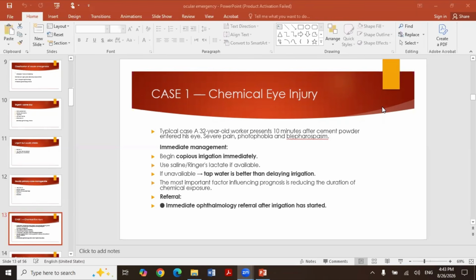If there is a history of any alkali chemical eye injury, the emergency doctor should start the treatment, and the treatment is always copious irrigation immediately. Mostly we use 1 liter of normal saline or Ringer's lactate. Or if there is no Ringer's lactate or saline, you can use tap water, which is better than delaying irrigation. There is one study that says if the emergency doctor starts the irrigation as soon as possible, the complications of the eye will decrease by about 75%. So the most important factor influencing the prognosis is reducing the duration of the chemical exposure to the eye. But any chemical eye injury is an urgent referral to ophthalmology.